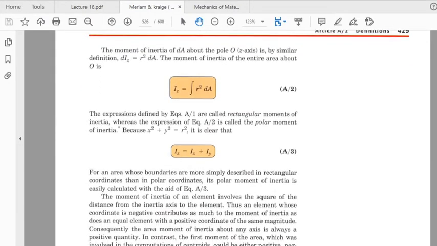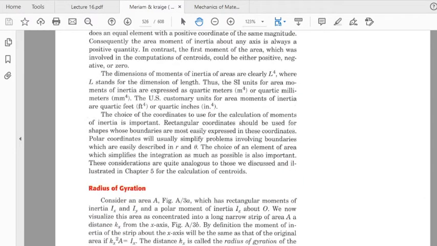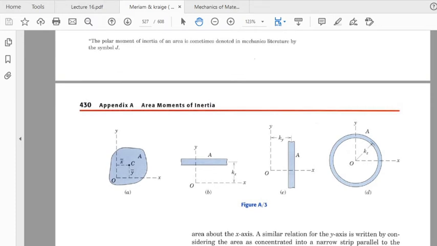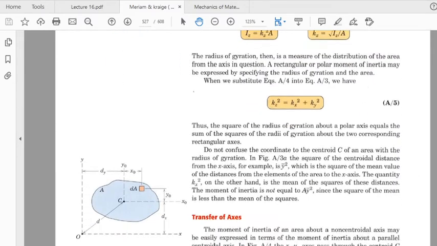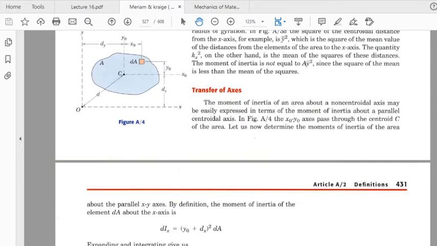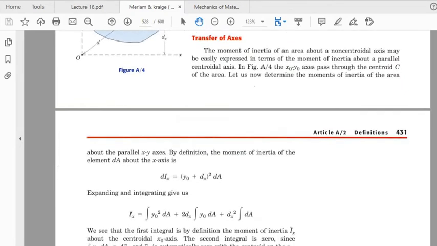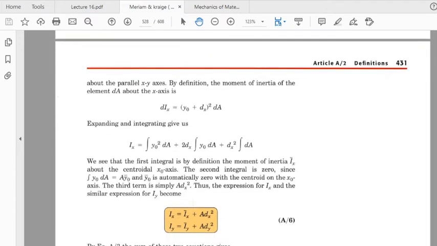Now the formulas for second moment of area about the centroidal axes are given in the tables in the books of mechanics. I would just like to talk about this transfer of axes. If we want to find the second moment of area about an axis which is not passing through the centroid, the standard formulas that we have are for the second moment of area about an axis which is passing through the centroid.